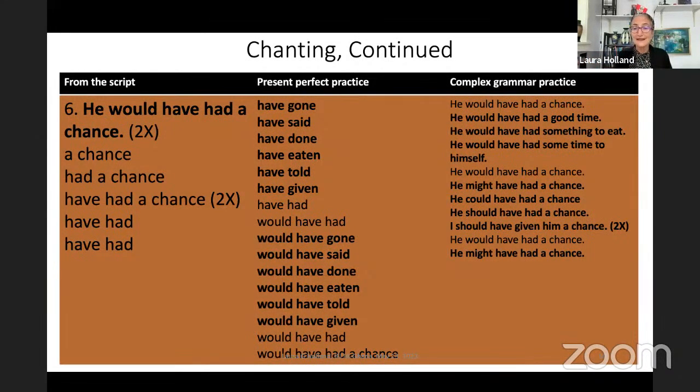So there's lots of different things. And the beauty of this is if you really devote a few minutes to it and you get going, leading it and following the rhythm: He would have had a chance. He would have had a good time. He would have had something to eat. He would have had some time to himself. What I have discovered, and this is one of the few things I have done where when I finished at the end of about five or seven minutes, the students spontaneously burst into applause.